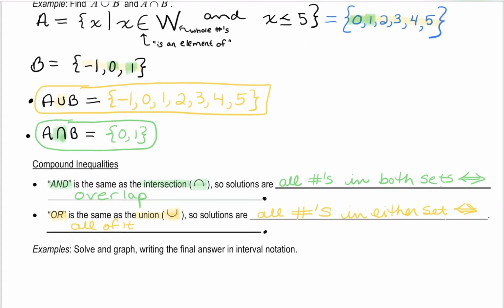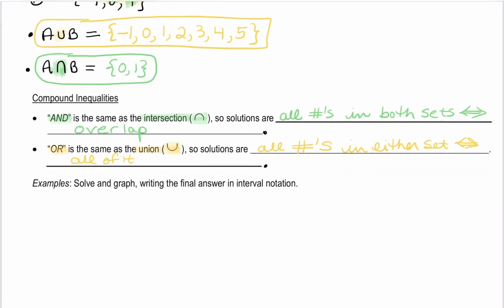Let's take a look at an example, and then we will do probably just one example here to end this video, and then we'll come back and look at a couple more next time. So we're going to solve and graph, and ultimately we want to write our final answers in interval notation. So we're going to do part A. And suppose I'm going to start really simple with the inequalities.